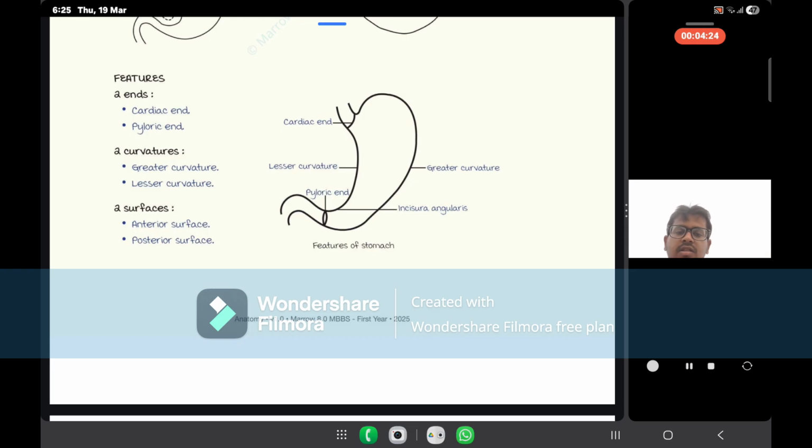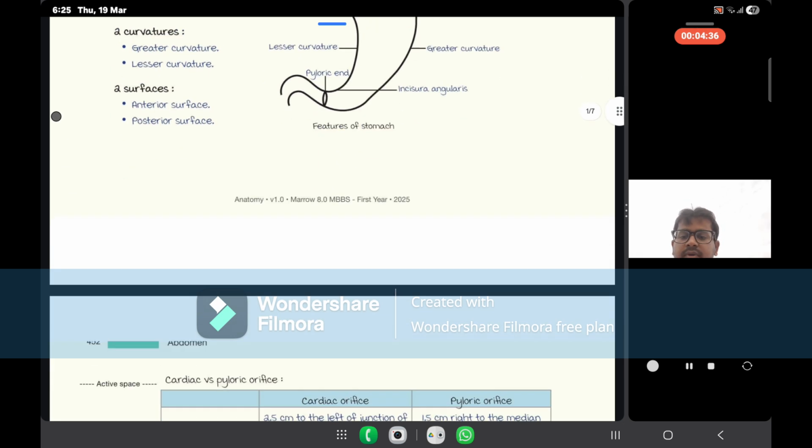So what is the importance of the angular notch, incisura angularis? Here there is a depression which marks the start of the pyloric area. We have three parts in the pylorus. We will see them when we go to the next topic.